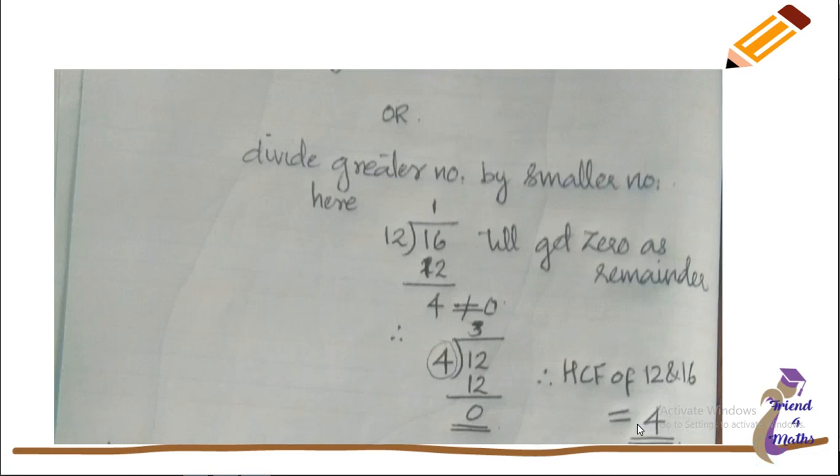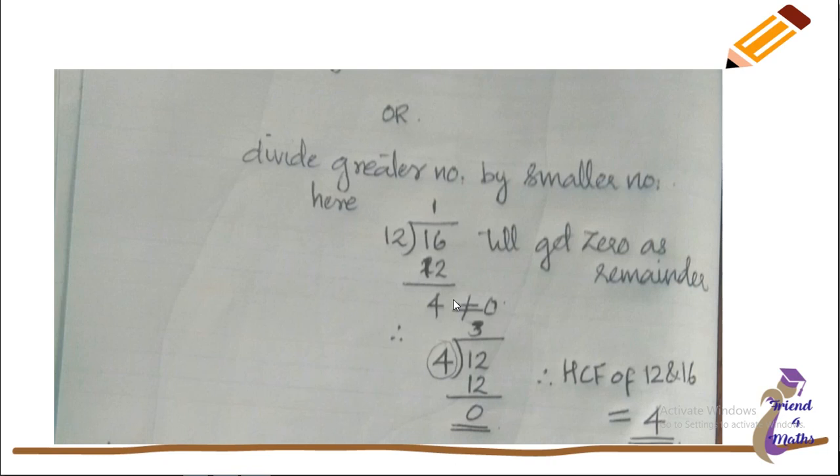There is another method to find the HCF of two numbers. Here first we are taking the largest number. When given two numbers, we have to find out which is the largest one, and that largest number is divided by the smallest number. Then there will be a quotient and a remainder.